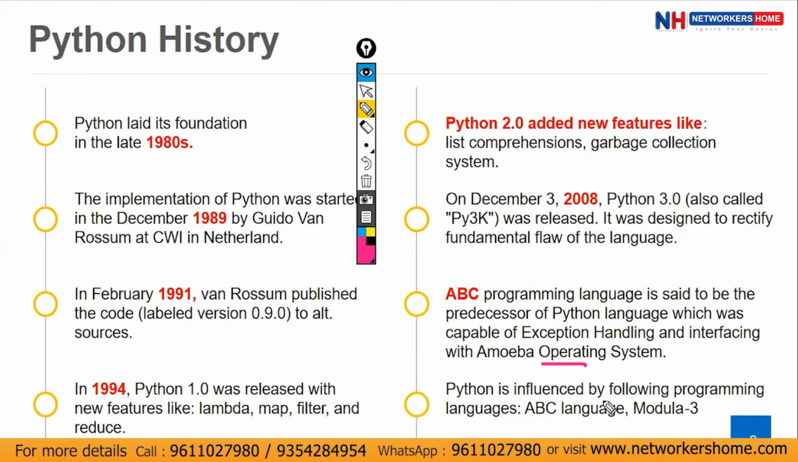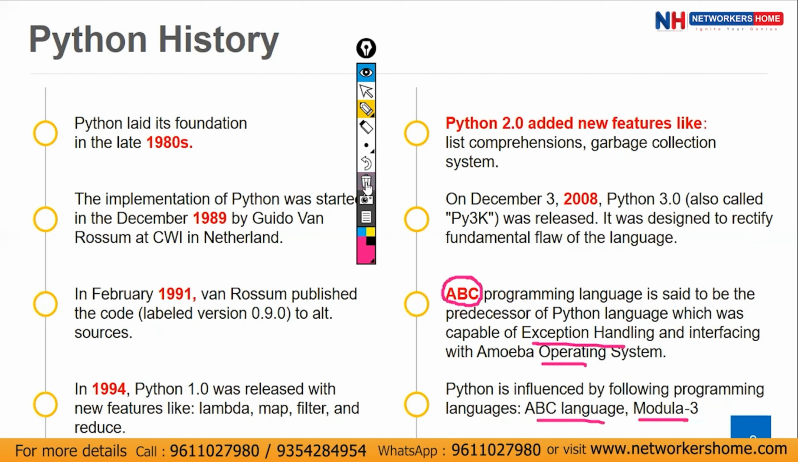So then Python is influenced by programming languages like ABC and Modula-C. ABC was a different language that came before Python. So Python is totally influenced by the ABC programming language. And in ABC, one of the strongest features was exception handling. This is one of the strongest features of any programming language, guys.